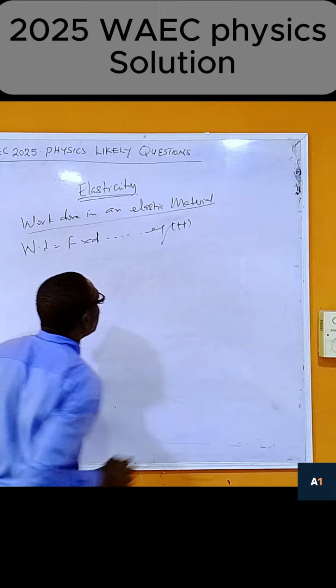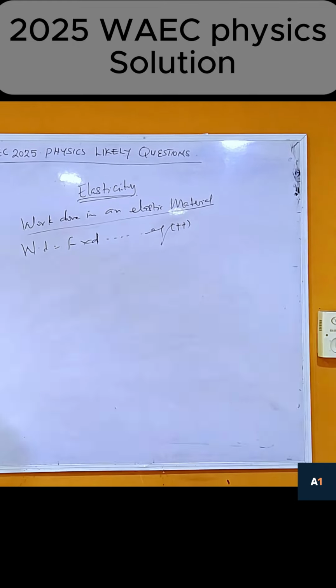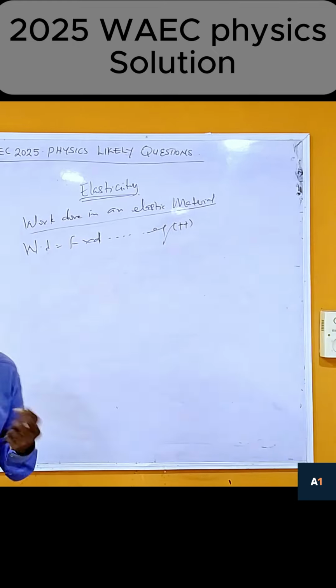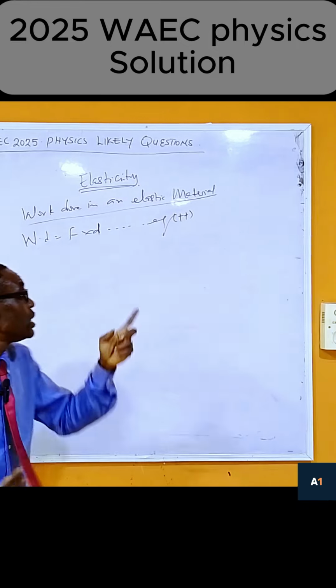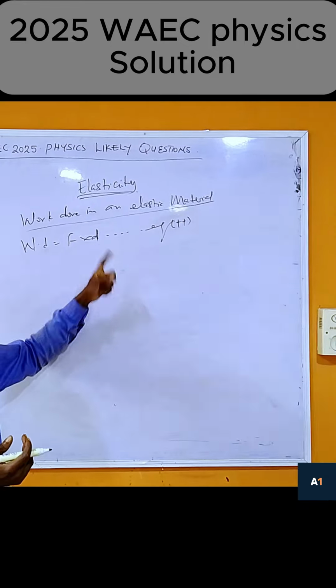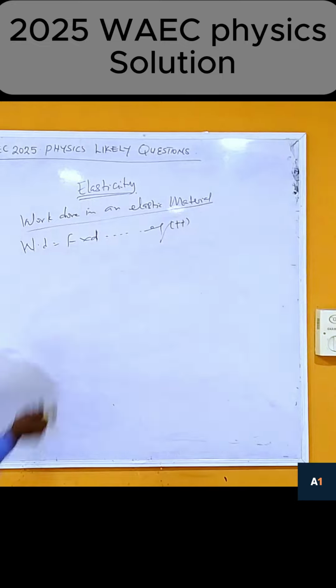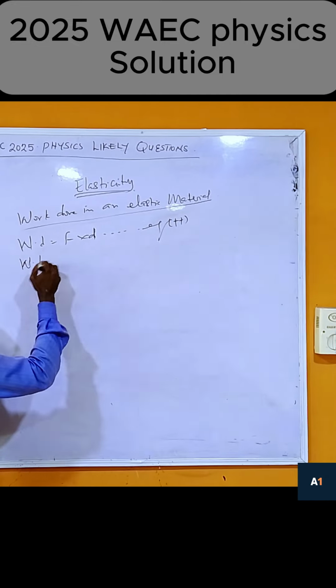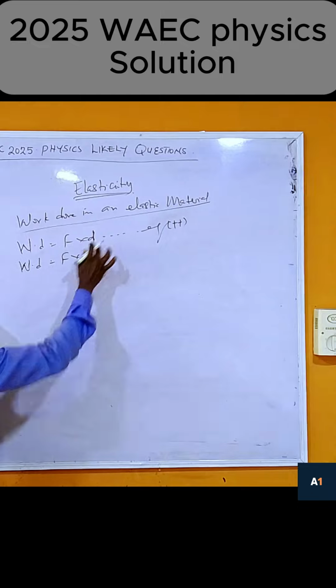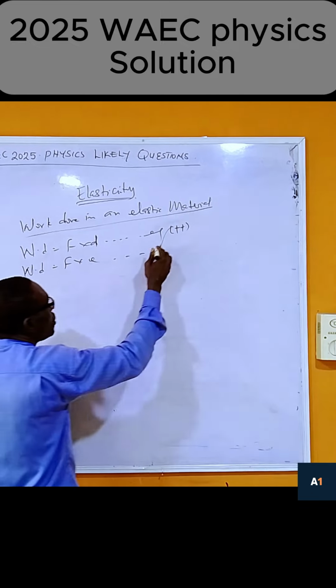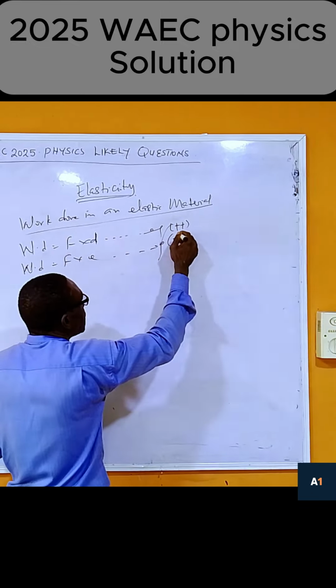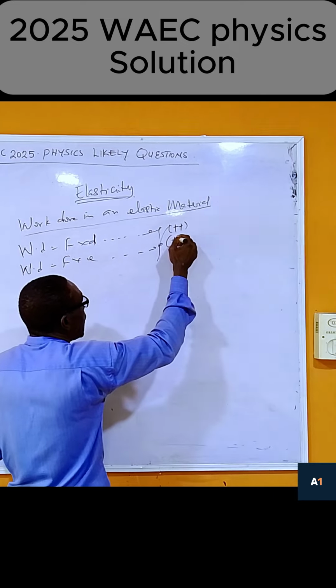Call this one equation star. Now, because we want to relate it to an elastic material, this distance will be extension. We call that one extension. So that work done will now be equal to force times e, the extension. Call this equation double dagger.